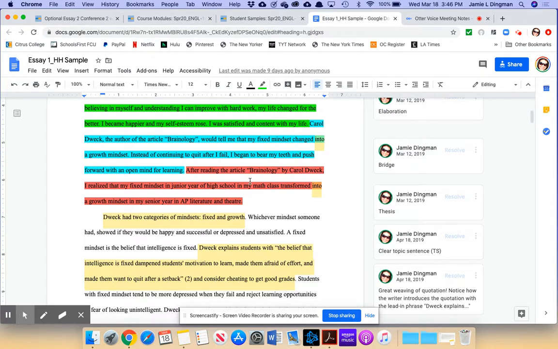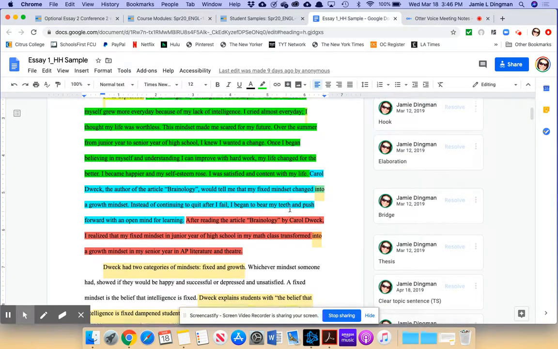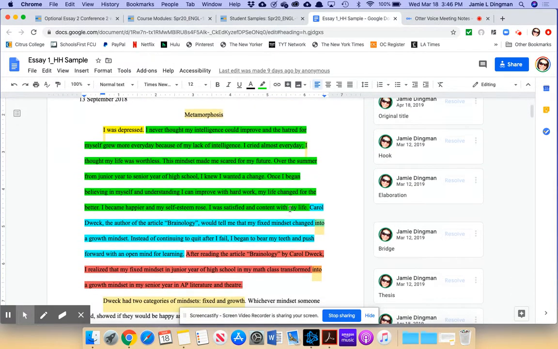Instead of continuing to quit after I fail, I began to bare my teeth and push forward with an open mind for learning. After reading the article Brainology by Carol Dweck, I realized that my fixed mindset in junior year of high school in my math class transformed into a growth mindset in my senior year in AP Literature and Theater.